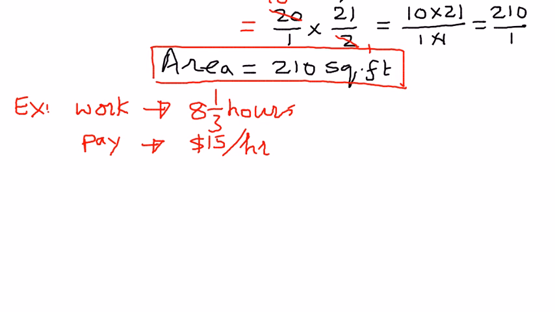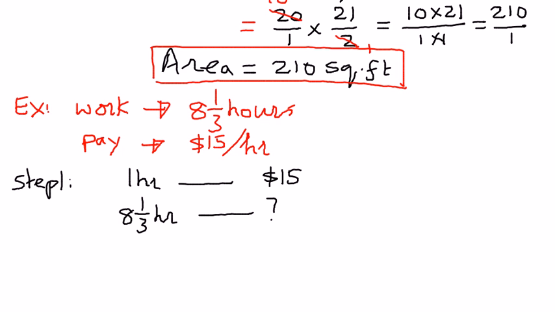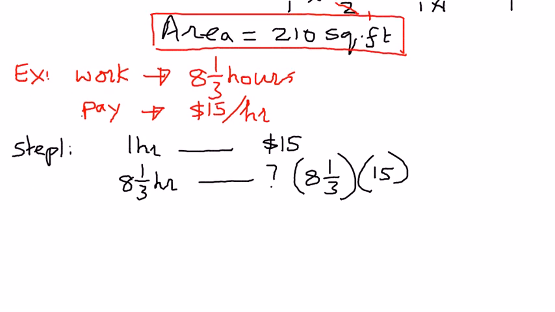So this is a practical problem. Let us break it down into different steps. Step number 1. If we worked for 1 hour, we get paid $15. If we work for 8 and 1/3 hours, how much do we get paid? We're going to take $15 and multiply it by the number of hours we work, which is 8 and 1/3 hours. 8 and 1/3 hours times $15.